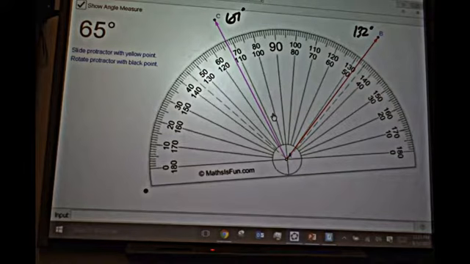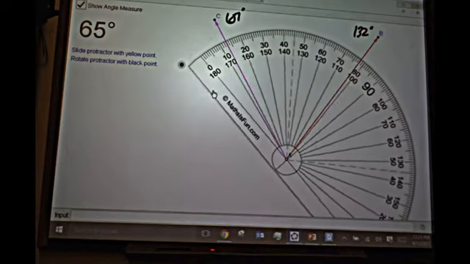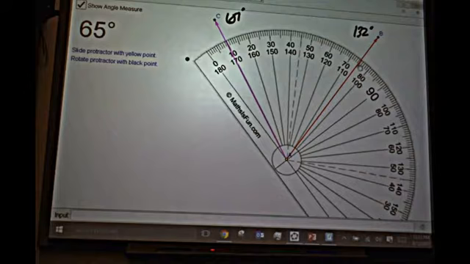Okay. Well, if I subtract those, what's 132 minus 67? Still 65. Okay. It doesn't matter the starting point. You know, I could go 10 and 75. Still get 65, right? Okay. So that's how you can use a protractor.